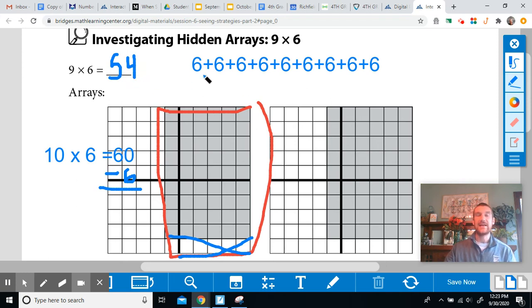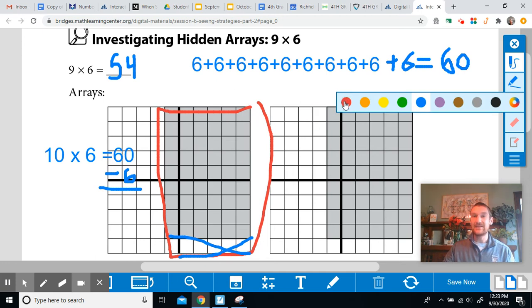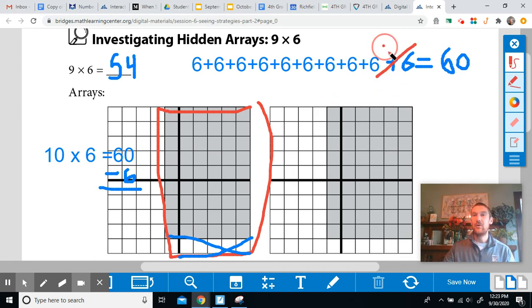Okay, so that's how the times 10 take away 1 method works. It's like you're adding in an extra 6 here and saying, oh, 10 times 6 is 60, and then going back and saying, wait, no, let's take away a 6 to get to 54. So that's 9 sixes, okay?